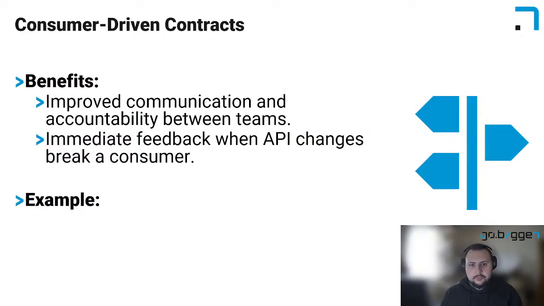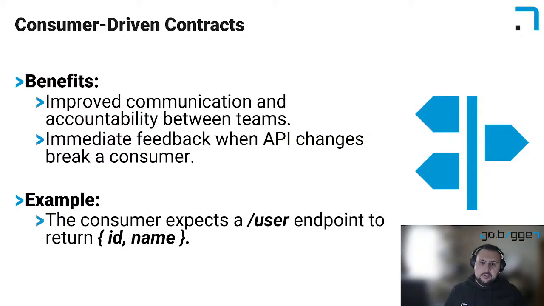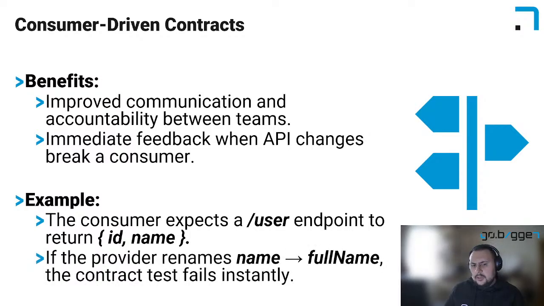Of course, I told you so already. The consumer expects a /user endpoint that returns, for example, an ID and a name. So what happens if the backend, for whatever reason, wants to change name to full name, for example? The contract will instantly fail, showing us that the contract has been broken and something fishy is going on.